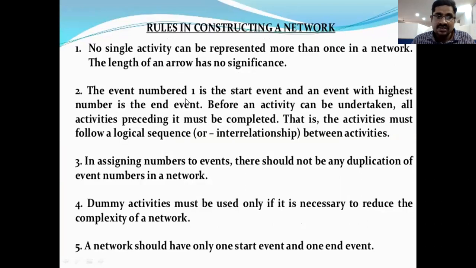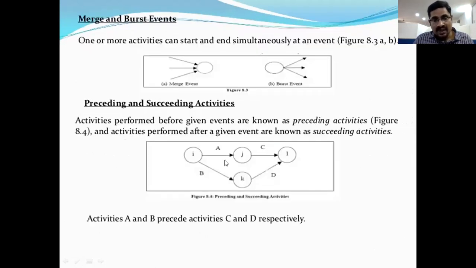The event with the lowest number is the start event, and the event with the highest number is the end event, right? Before an activity can be undertaken, all activities preceding it must be completed. That is, the activities must follow the logical sequence or interrelationship. So here we should ensure the interrelation between these activities, and mention the timings, cost and efforts, right?